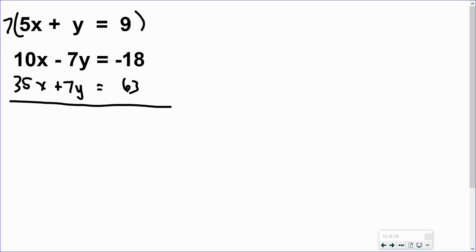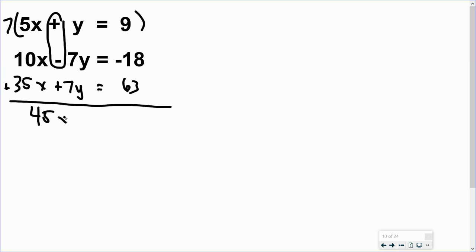Now the reason I chose the 7 is because that way I didn't have to worry about any signs changing. I knew that I had these two signs the opposite. Could I multiply the top by -2? I sure could have, because if I do a -2, that's -10, and that will go away. That would work too. Doesn't matter. Now that I got these two things lined up, let's add them up.